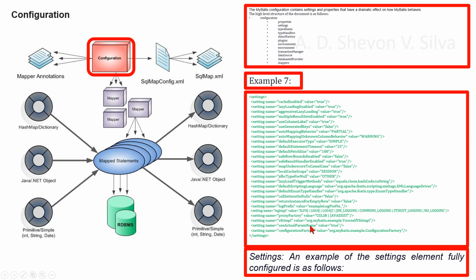Valid values are true or false, and default to true. Configuration factory specifies the class that provides an instance of Configuration. The returned Configuration instance is used to load lazy properties of deserialized objects. This class must have a method with the signature static Configuration getConfiguration, since 3.2.3. Type: valid values are a type alias or fully qualified class name. Default is not set.